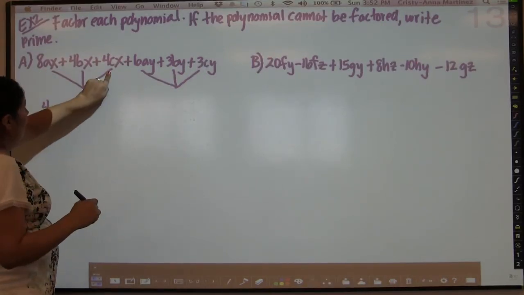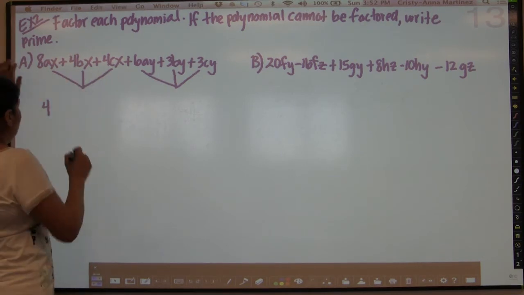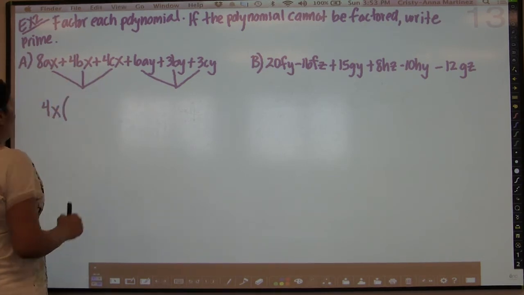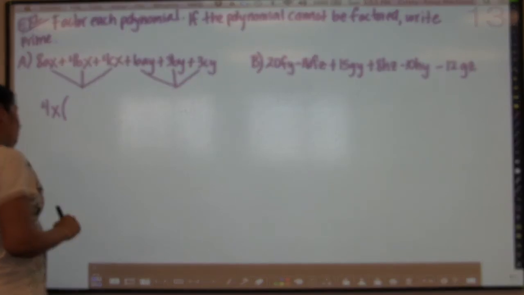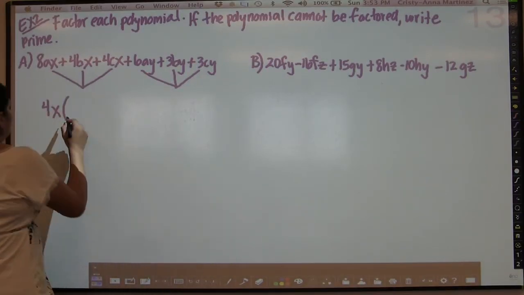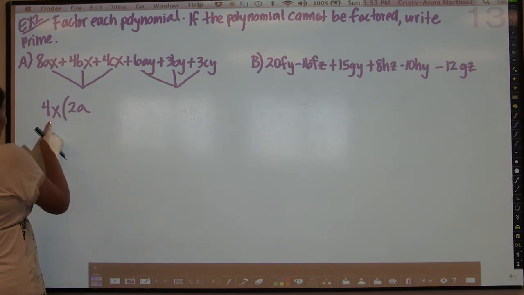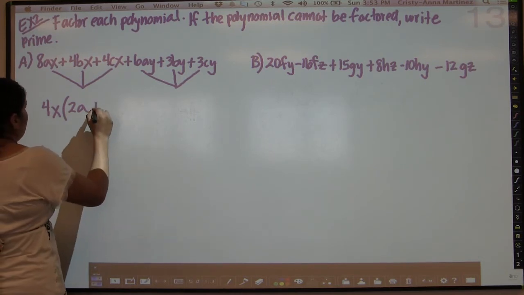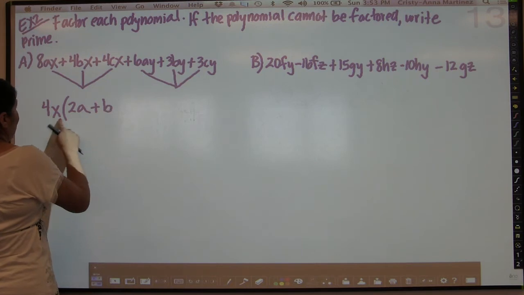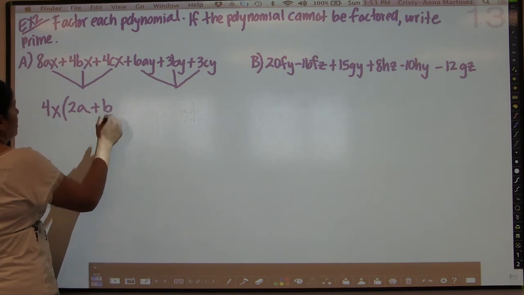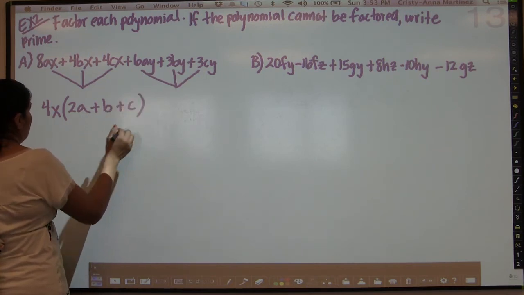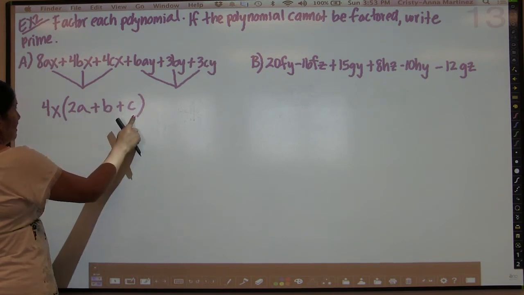They don't all have A, and they don't all have B, and they don't all have C, but they all have X. So I take out the 4X. And when I take out the 4X, I have to put here a 2A, because 2A times 4X is 8AX. Here I'm going to need a b because 4x times b is 4bx. And here I'm going to need a c because 4x times c is 4cx.